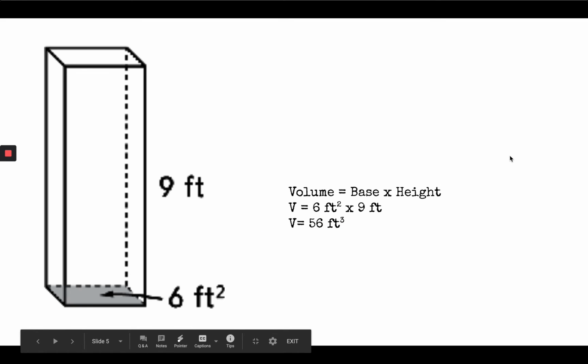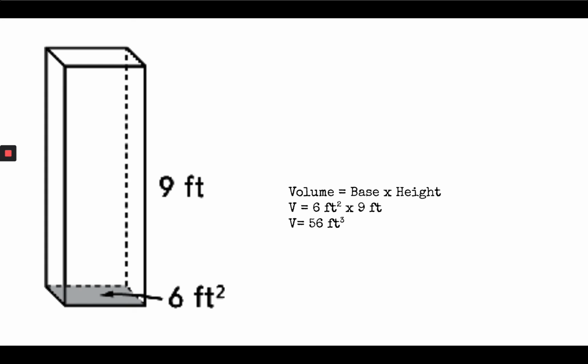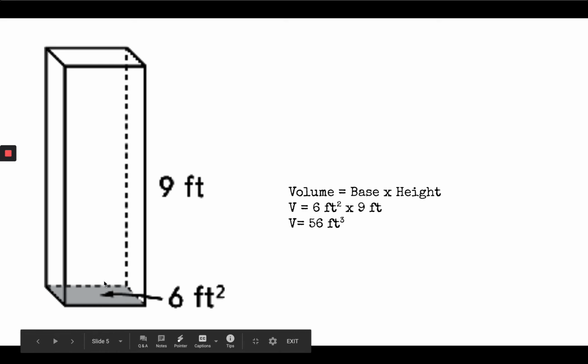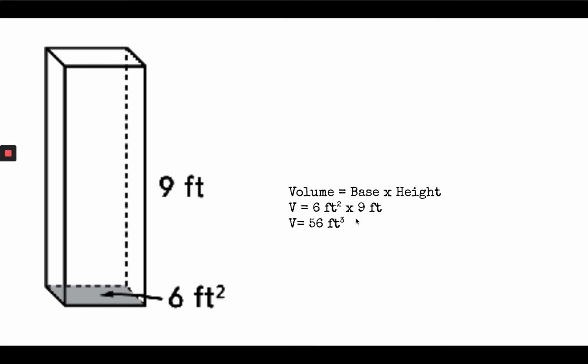Okay? Now let's take a look at this prism. This one has the base already given to me, so I know that I can use base times height. Okay? My volume would be 6 times 9, and that would give me 56 feet cubed. Okay? Remember that cubed there.